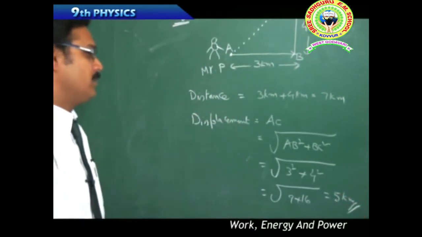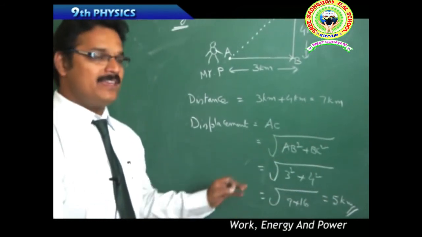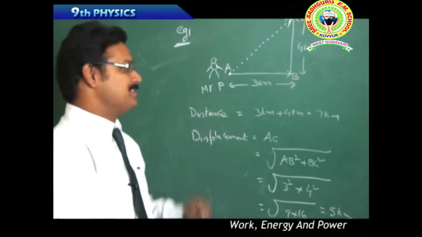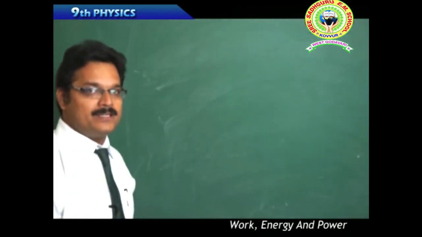Once again, see the example. Here displacement 5 km is lesser than distance. So in every case, displacement is always lesser than distance. Now go for the second example.